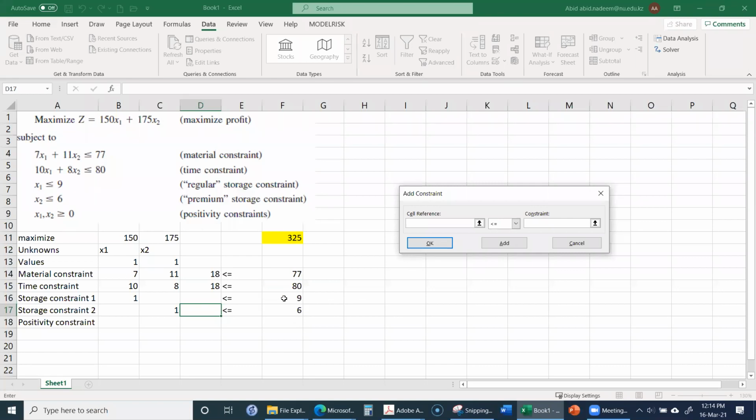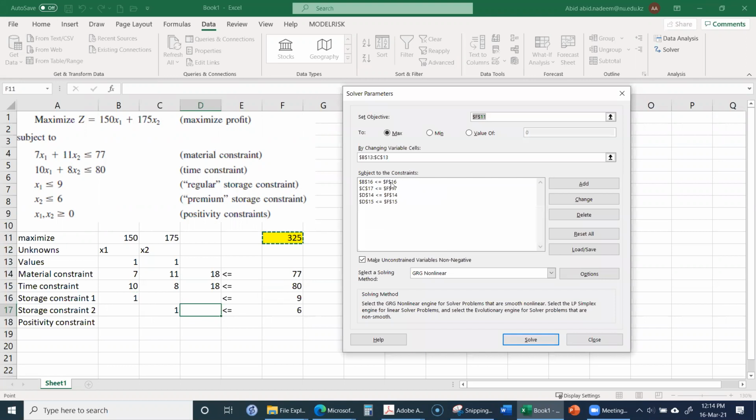And then the third constraint: x1 should be less than or equal to 9. So this value should be less than or equal to 9, add. And then this value x2 should be less than or equal to 6, okay, and then click OK. So now I have seen that four constraints have been added.